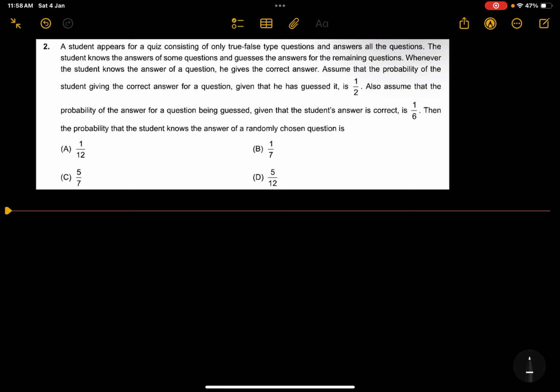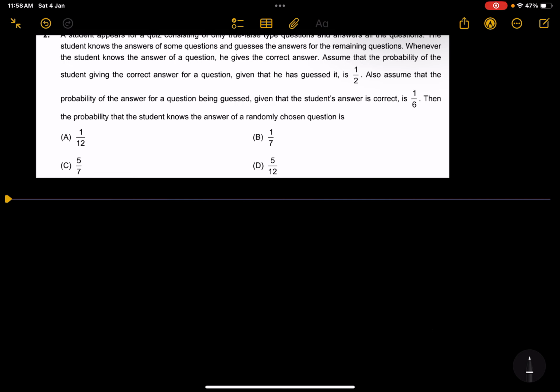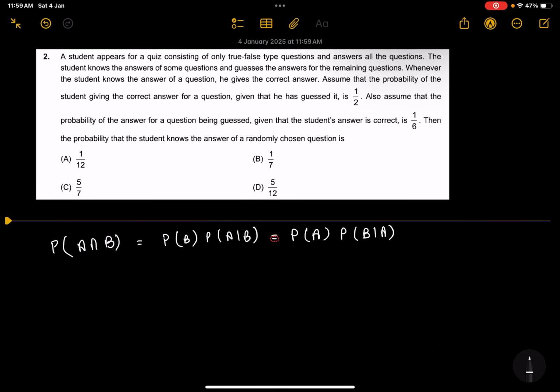For question 2 we have a question on probability. So let's recall. First we'll use Bayes' law here. P(A intersection B), so some prelims, equals P(B) P(A given B) equals P(A) P(B given A), and also in this case, now let's move on with the question. I think this rule is enough.